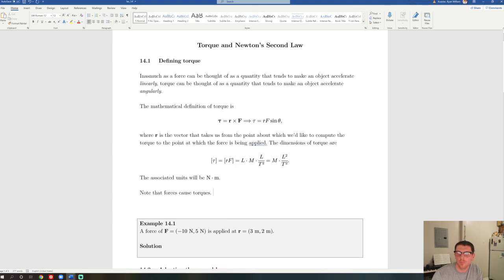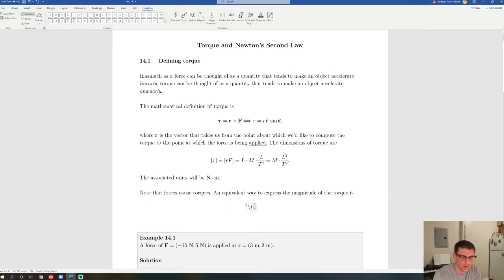And an equivalent way to express the magnitude of the torque is, and we could write it like this, the magnitude of the torque is just the perpendicular component of r times F, or equivalently r times the perpendicular component of F. And we'll see what this actually ends up looking like, practically speaking, when we work some problems here.